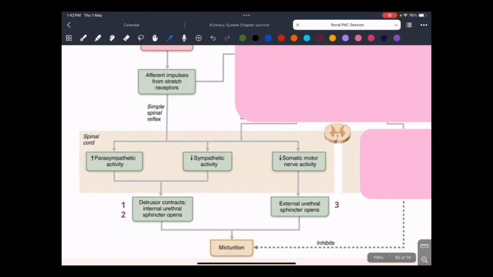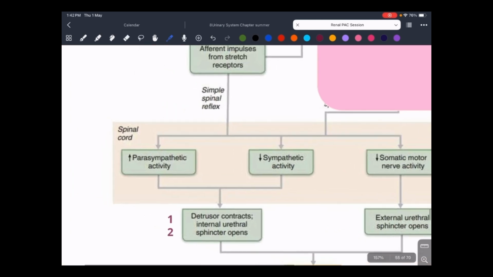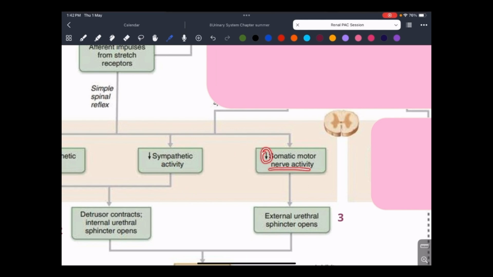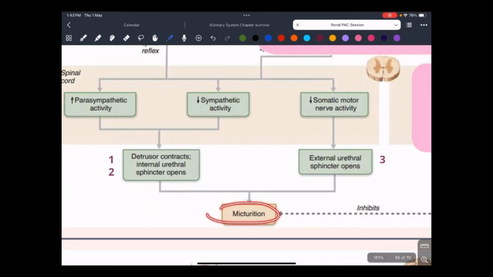And what's responsible for this is the somatic motor nerve. Why? Because the muscles in the external urethral sphincter are skeletal, but the muscles in the internal one are smooth. So they are innervated by different parts of the nervous system. Smooth muscle is controlled by the parasympathetic or sympathetic. Skeletal by somatic. So parasympathetic activity will increase, sympathetic command must decrease, and somatic nerve activity must decrease. Remember, I have to decrease the nerve activity for it to relax and open. And thus, I have completed my three terms and micturition occurs.